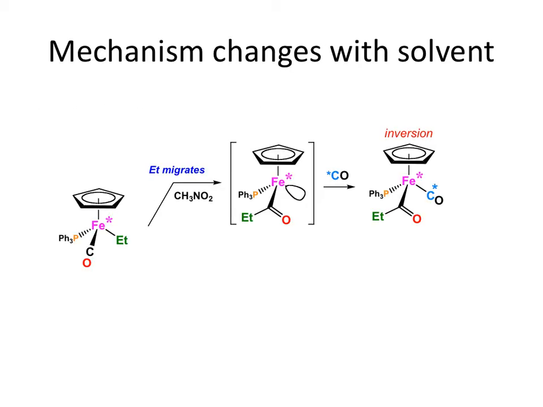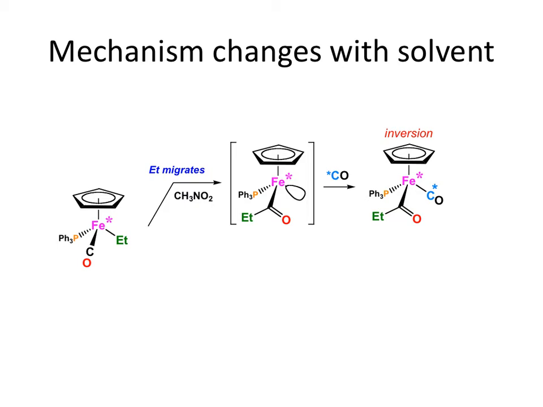So here's an iron example. This CP iron triphenylphosphine carbonyl ethyl complex can also undergo a carbonyl insertion mechanism. And so what they see is that the ethyl group migrates to the CO, leaving this empty coordination site, that's an orbital, and then it is trapped with external C13 labeled carbon monoxide.